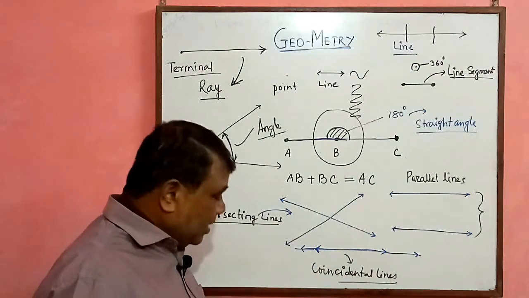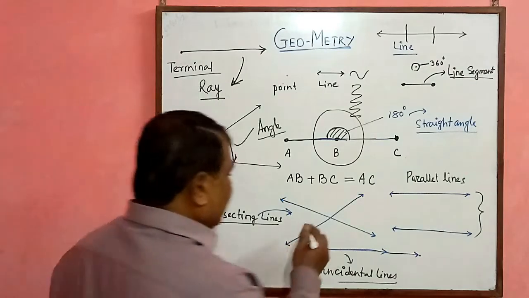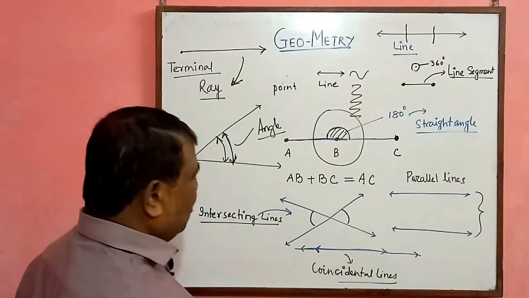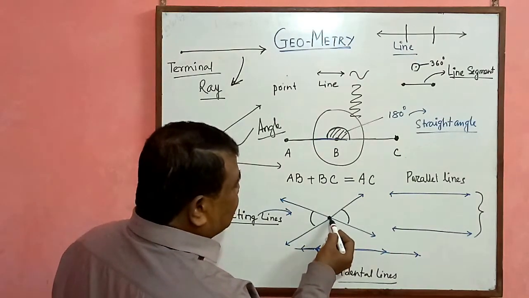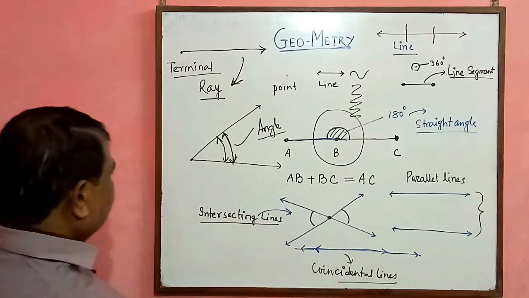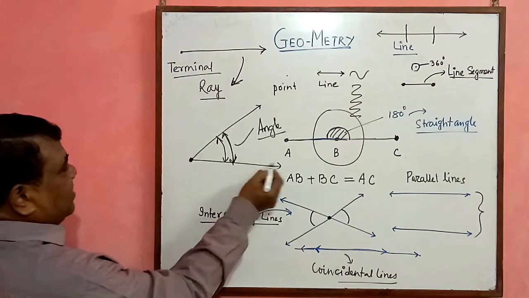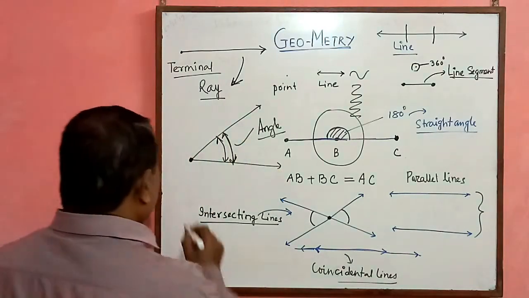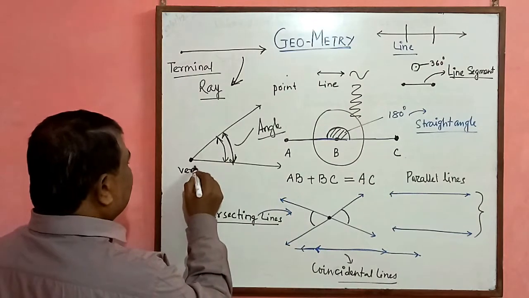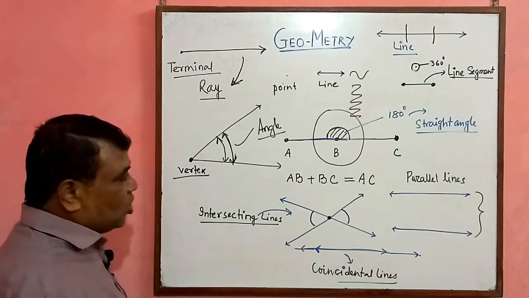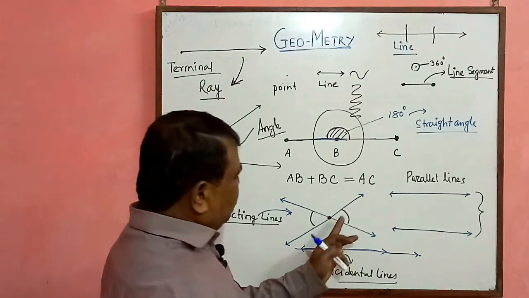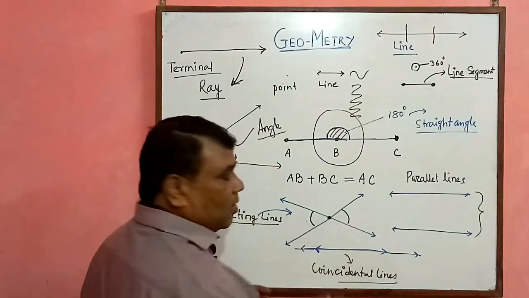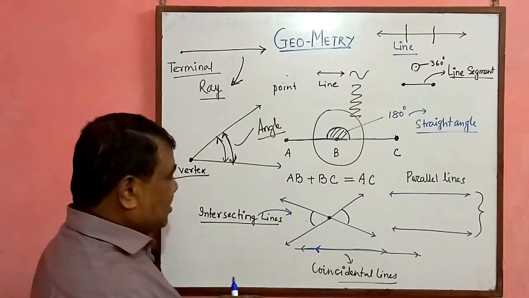When a line is intersecting with another, then the angles vertically... this is the vertex, here is a point also. The point of coincidence of two lines of any closed figure is known as vertex. So, opposite to this vertex, these two angles are known as vertically opposite angles.